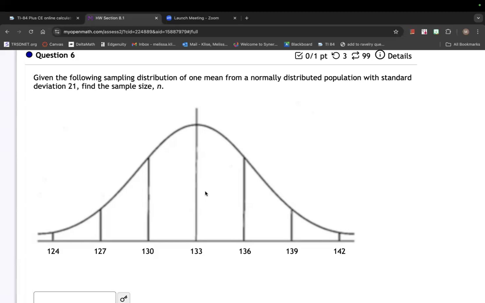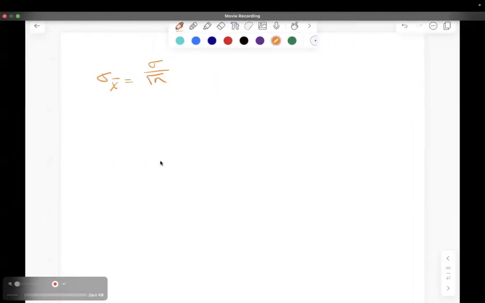This one gives me the population standard deviation. It gives me sigma. It does not give me n. Down here, I can find my sigma sub x bar. Because this right here is one new standard deviation above the mean, you can see my sigma sub x bar is just 3. So you're going to use the formula and a little bit of algebra to solve to find your sample size. So let me go back to my other screen. So my sigma sub x bar was 3 based on that picture.